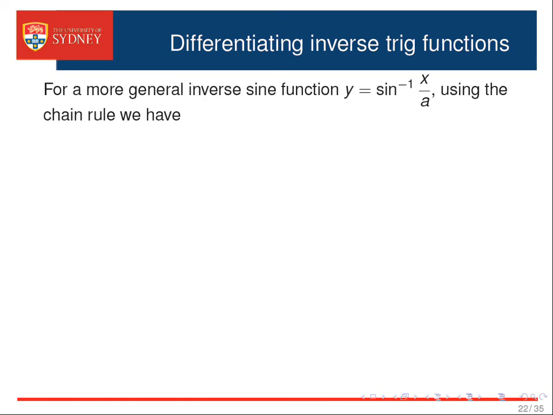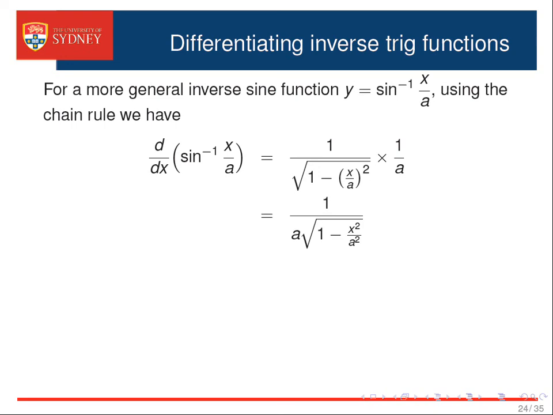More generally, if our function is y equals inverse sine of x on a, then we can use the chain rule to see its derivative is 1 over the square root of 1 minus x on a all squared, by the previous slide, times 1 on a, as this is the derivative of x on a. Putting this into a single fraction, and then putting everything under the square root sign over a common denominator, and then cancelling the square root of a squared, which is a, on the bottom of the square root with the a out the front, we see dy/dx is 1 over the square root of a squared minus x squared.